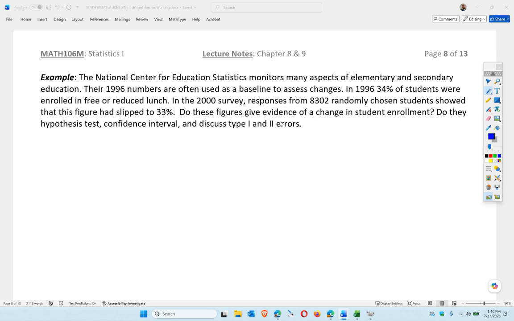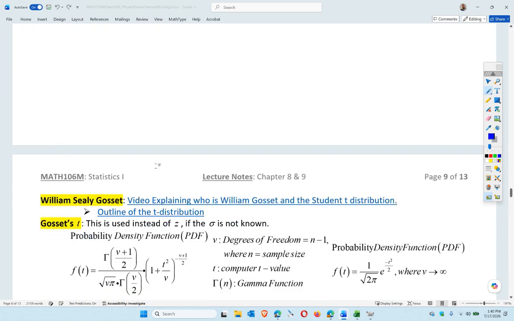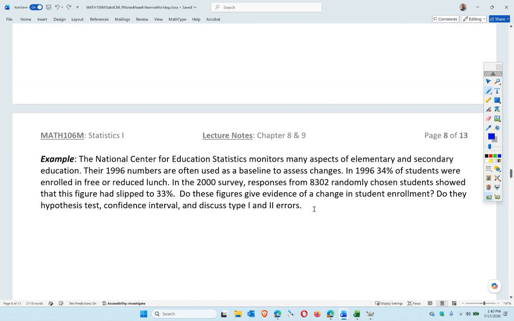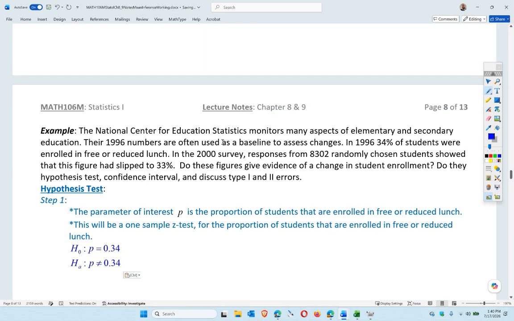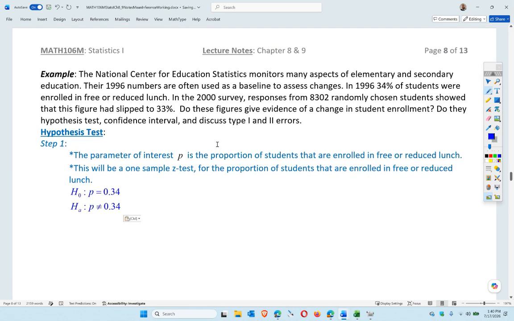Do these figures give evidence of a change in student enrollment? Do the hypothesis test, confidence interval, and discuss the type 1 and type 2 errors. Okay, so we're looking for a change. So this is clearly a two-tailed test, right? So the proportion of students enrolled in free lunch, and we're doing a two-tailed test. The hypothesis will be a not equal to, essentially.